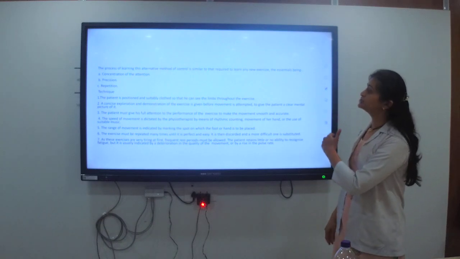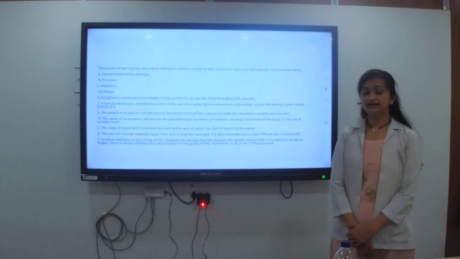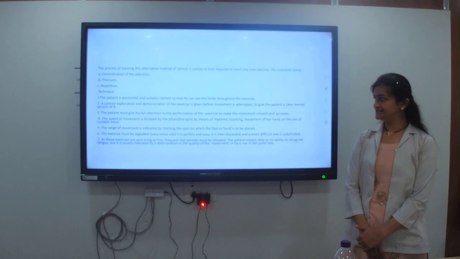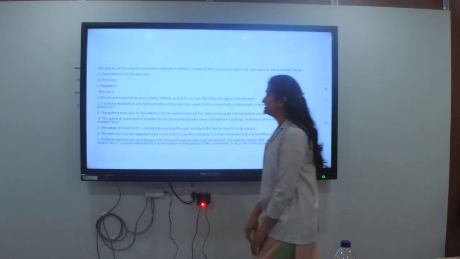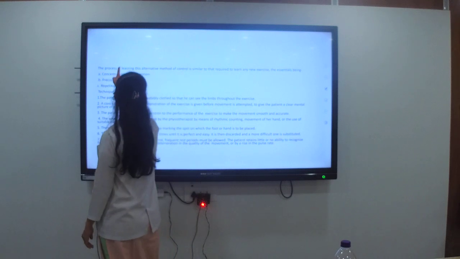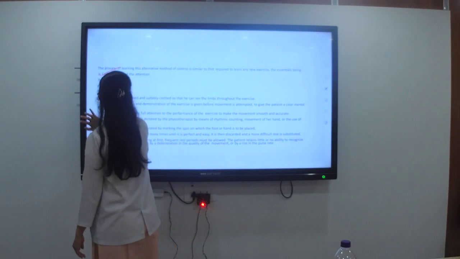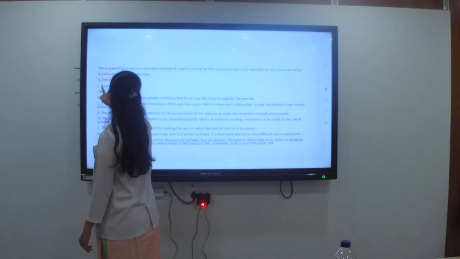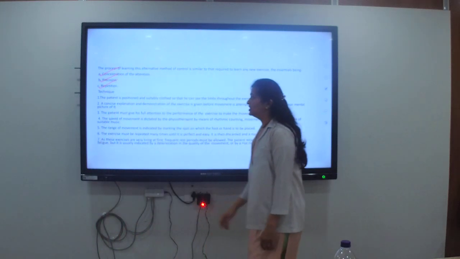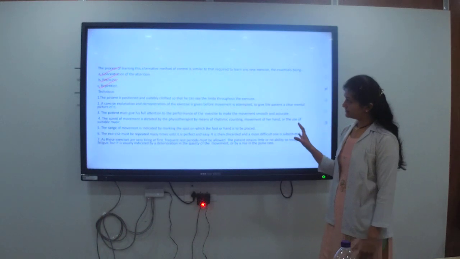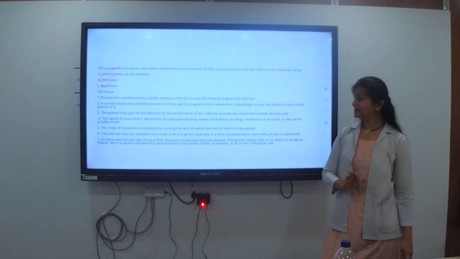Now these are the principles of Frenkel's exercise. There are three main principles of Frenkel's exercise. First is the concentration of the attention. Second is precision, and third is repetition. So there are three main principles of the Frenkel's exercise.